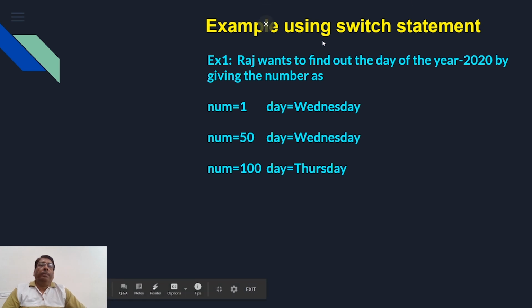Let's go by an example. Raj wants to find out the day of the year 2020 by giving a number. If I give the number as 1, I want to display the day as Wednesday. If the number is 50, the day has to be Wednesday. If it is 100, it has to display the day as Thursday accordingly. So how are you going to perform this? What is it that you want to do here?